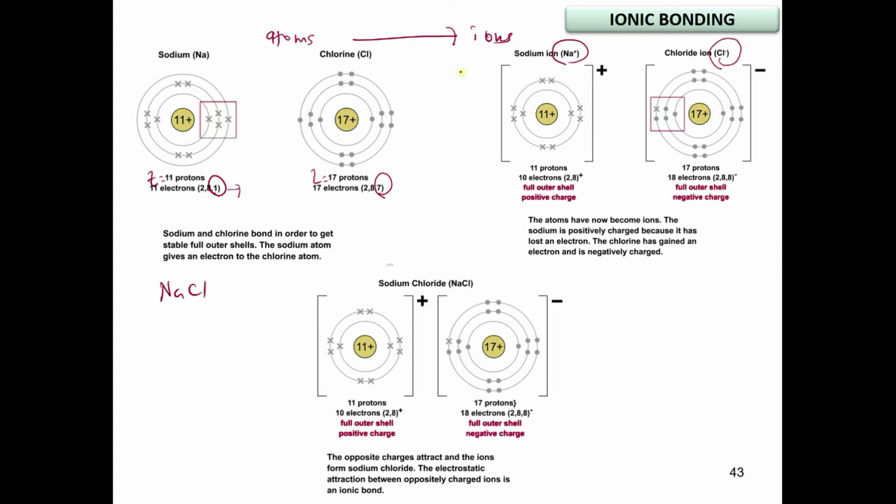So you need to show the transformation from atoms to ions, and then the ions become closer together to form sodium chloride. So this one is the ionic bonding. The opposite charges attract and the ions form sodium chloride. So there is electrostatic attraction between oppositely charged ions, and it is called ionic bonding.